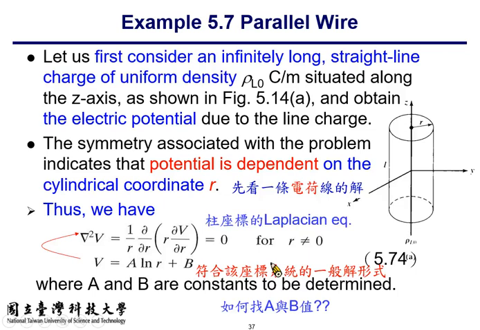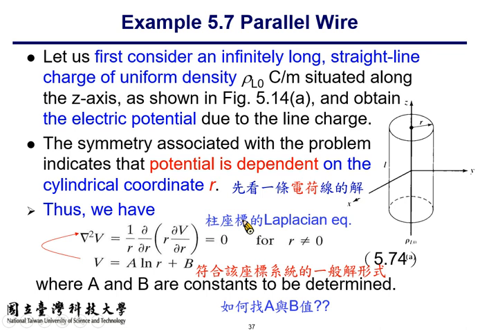Okay, we start at example 5.7 from last week. So we are looking into the problem of two line charges. We want to find the potential and electrical field distribution around two wires of opposite electrical charge. Before we look into the problem of two wires, let's look into the single wire configuration.